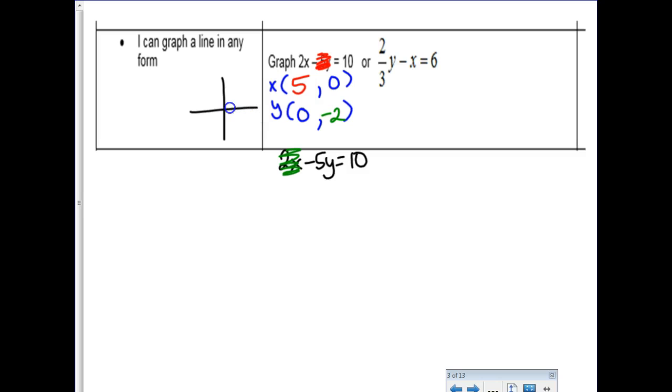I'd plot the x-intercept at 5, 0, boom, right there. And then the y-intercept at negative 2, boom, right there. And then I'd very carefully draw a line. Close. All right, this next one is kind of sort of in standard form.